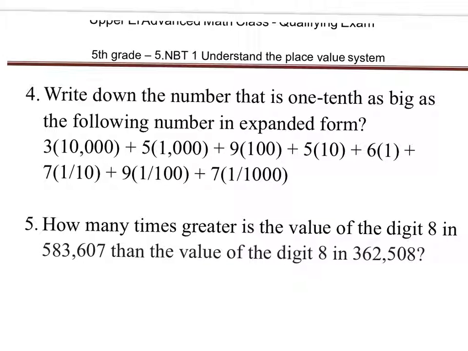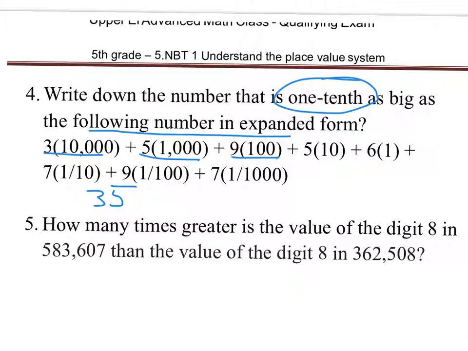So this is one of the trickier problems. We're going to write down the number that corresponds to this one, but we're going to write down the number that's 1/10 as big. So first let's write the number. So it's 30,000, 3 10,000s, and 5 1,000s. So it's 35,000, and then it's 9 hundreds, 5 10s, and 6 1s. So it's 956. 35,956. And now we have the decimal part. So it's 7 tenths, 9 hundredths, and 7 thousandths.